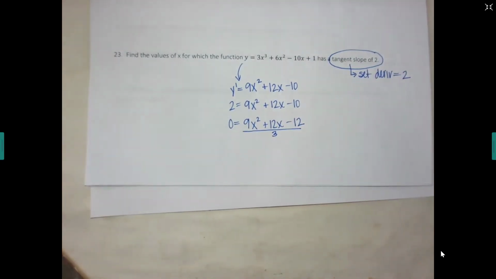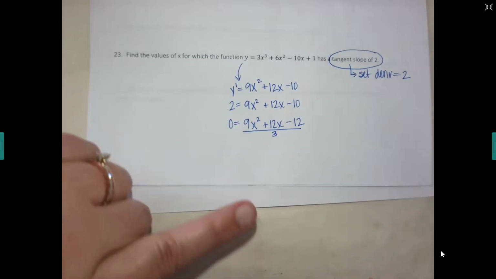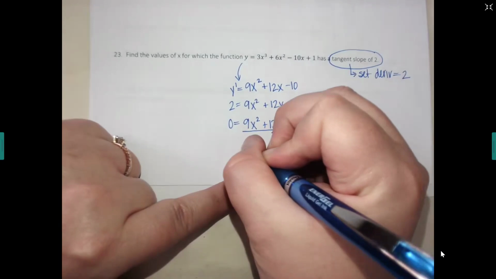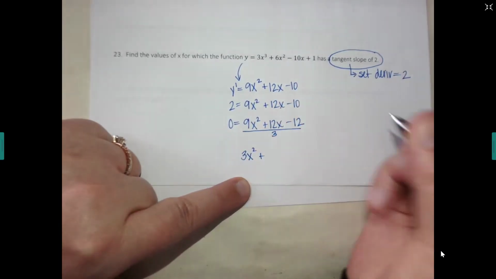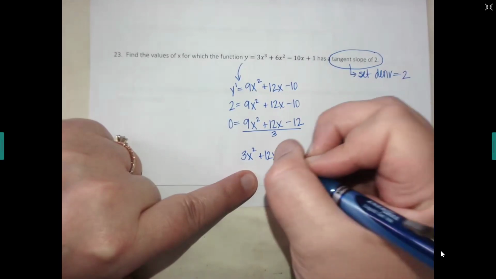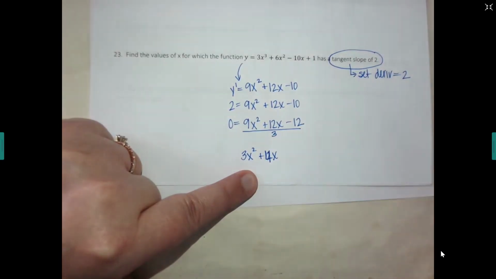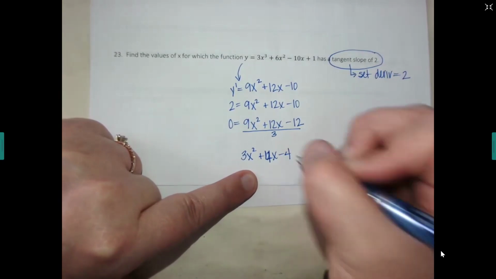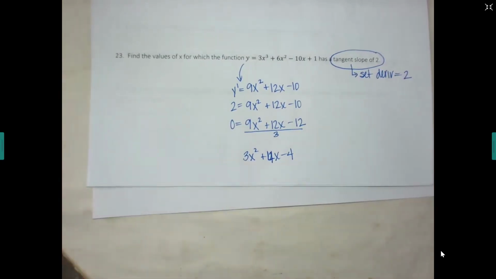Okay, if all of them can divide, you should do it. It'll just make your AC number a lot smaller, which will give you less numbers to look at. So I'm going to have a 3x squared. 12 divided by 3 is a 4x, thank you. And then minus 12 divided by 3 is a minus 4. Label your ABC.